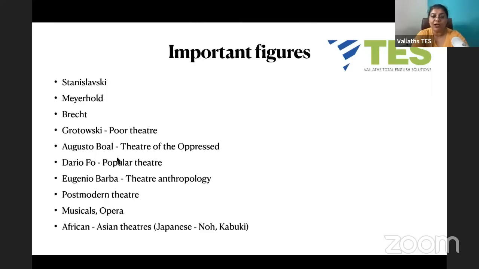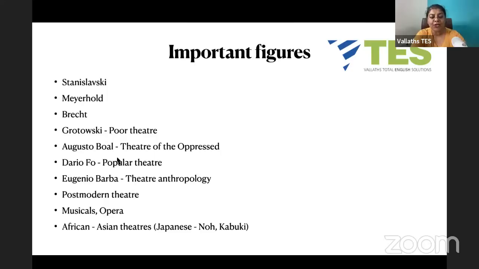Augusto Boal created the Theater of the Oppressed. That is also very famous. He's from Brazil. He developed Theater of the Oppressed. That is a radical theater that leads to education, to liberate people. It is an educational theater.